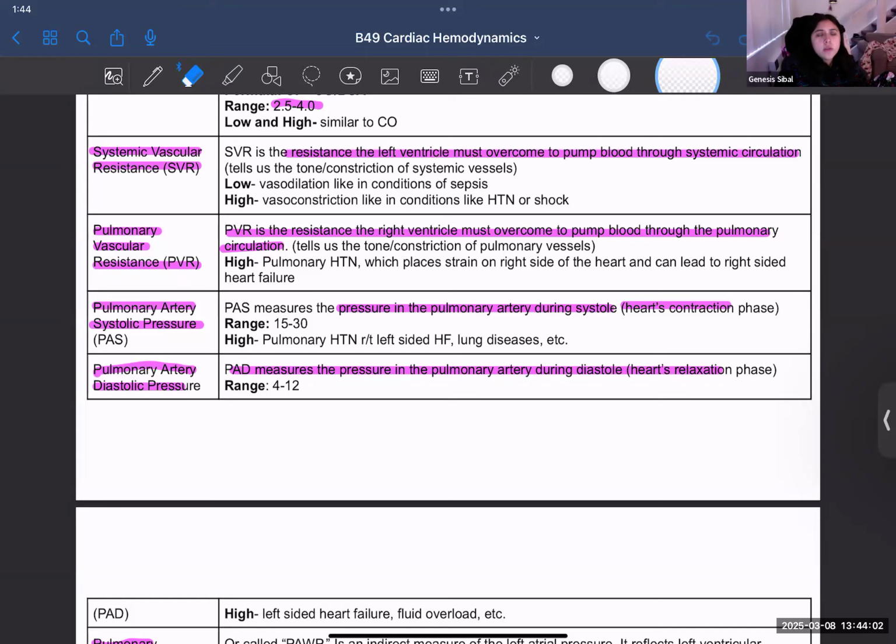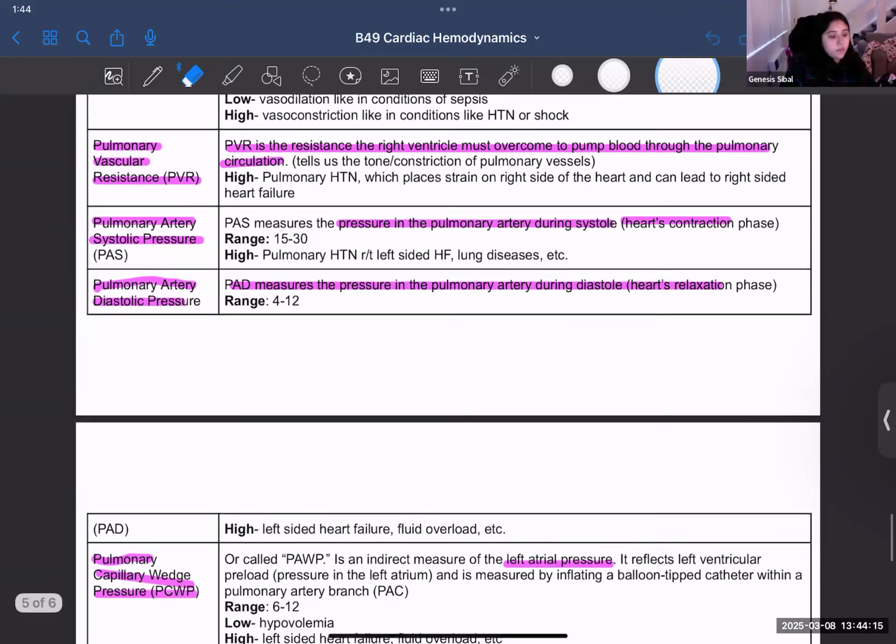It's either too constricted or too dilated. So keep in mind, when you're talking about resistance, we're talking about what the heart has to do to overcome this. We have the word vascular in that, so vessel.